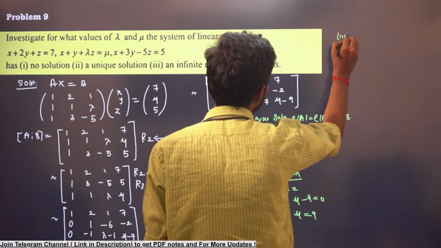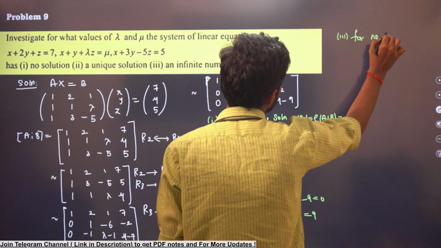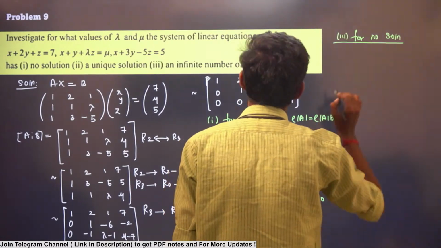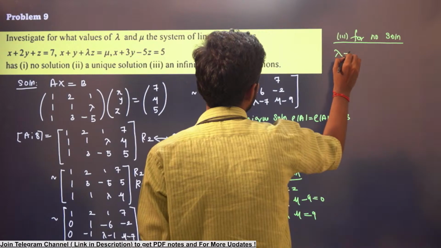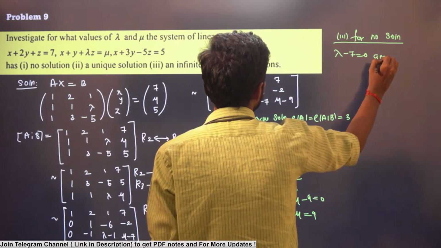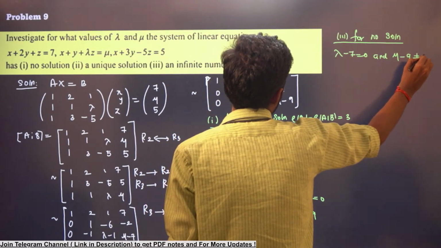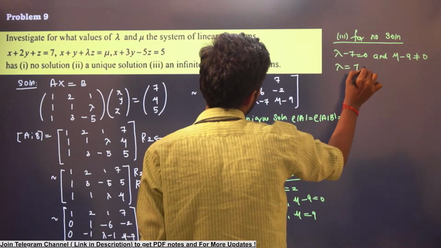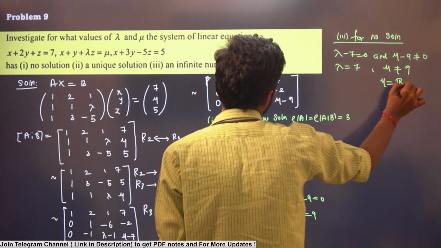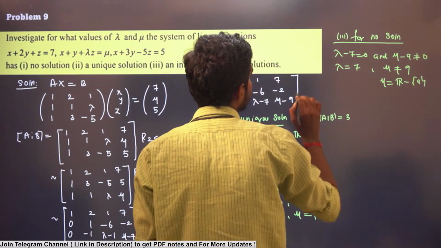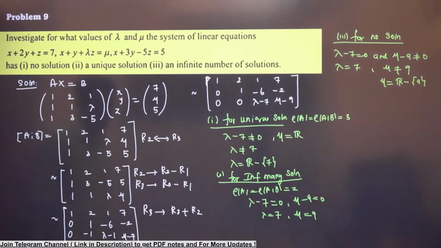And for no solution, I'm making lambda minus 7 to be 0 and mu minus 9 not equal to 0. That means you put lambda equal to 7 and you should not put mu equal to 9. You can put any real number except 9. So for this, we will have no solution. Is it clear?